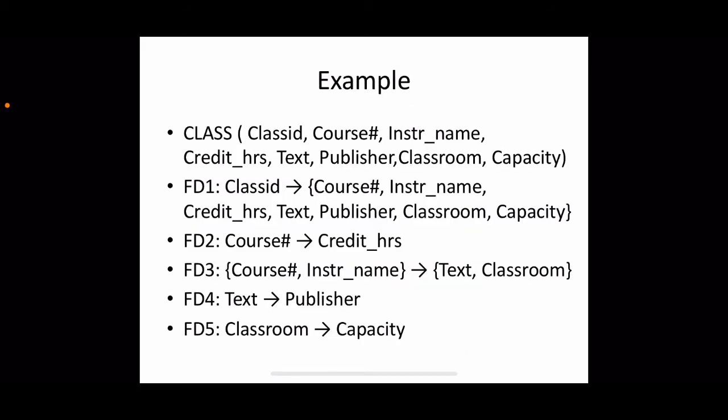So we are given a relation class. These are the attributes: class ID, course number, instructor name, credit hours, text, publisher, classroom, and capacity. And based on the semantics of this relation, we have given 5 different functional dependencies, FD1 through FD5. Now if we find the closure of these attributes, let us take first class ID. So we have to find the closure of class ID.